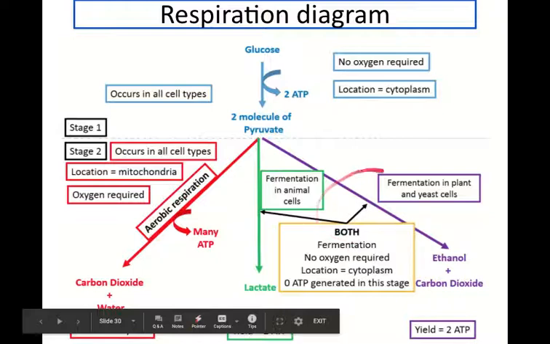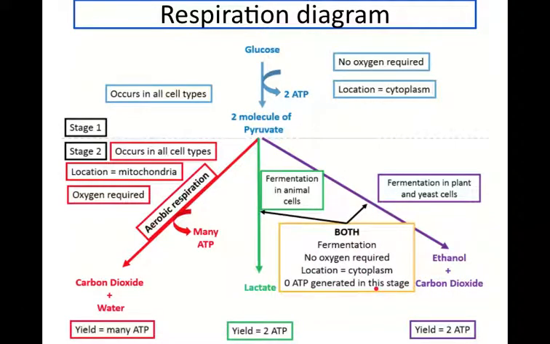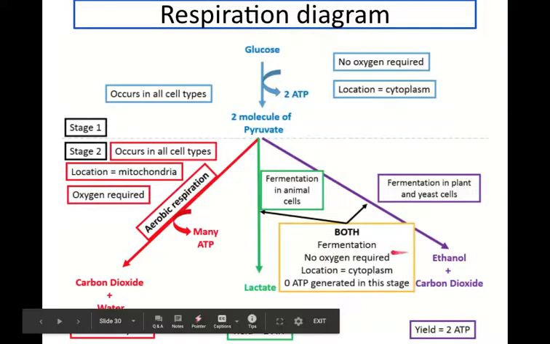In both cases, no oxygen is present, the location is still in the cytoplasm, and no ATP is generated in the second stage, but we still have our 2 from the start, so you get 2 ATP overall as the yields for these.